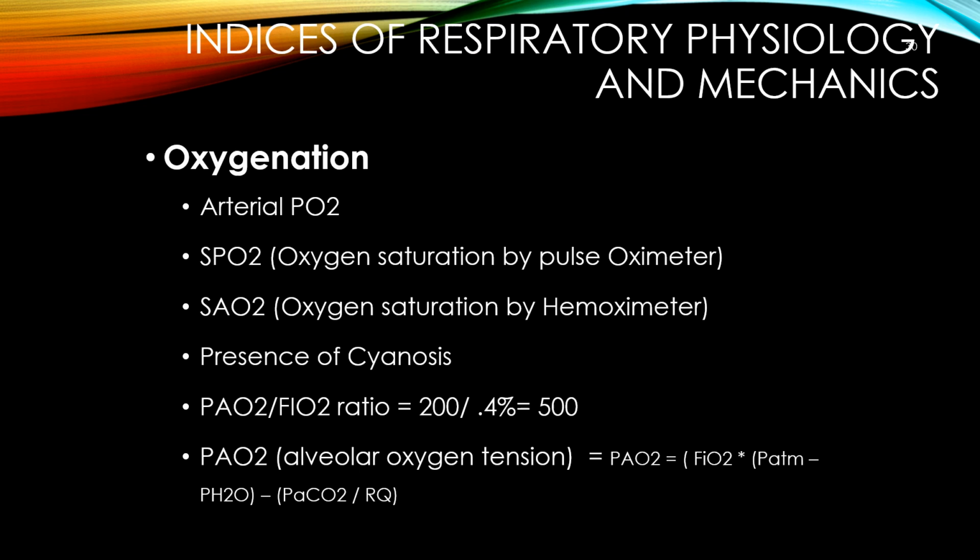And for the PAO2, the alveolar oxygen tension, I have the equation here, but I didn't see any questions on the test for us to calculate that. But you should understand the PF ratio. You should know the difference between pulse oximetry and hemoximetry. And so these are some of the things you've got to know.